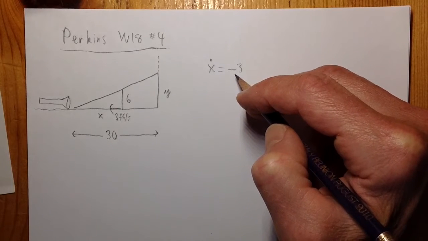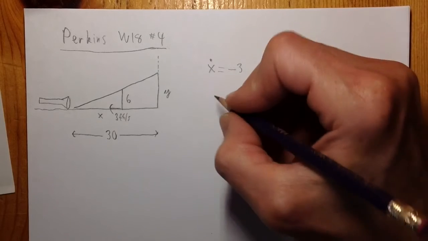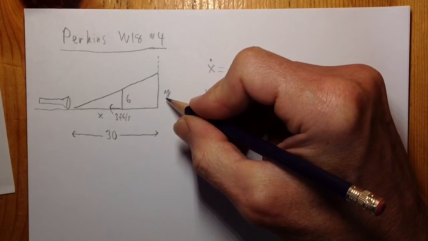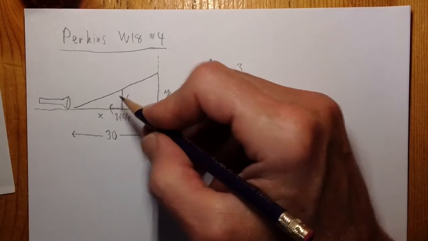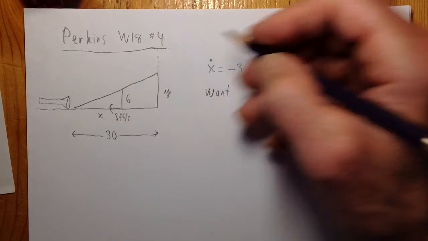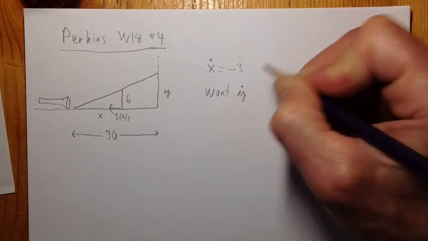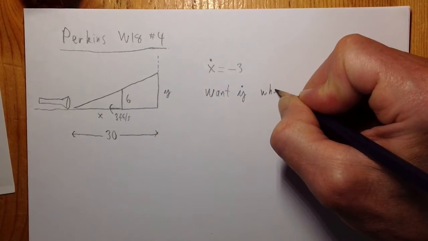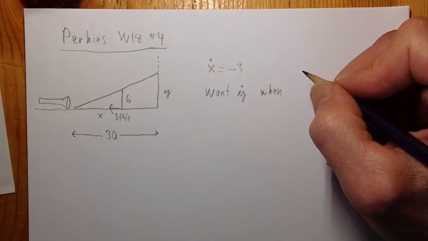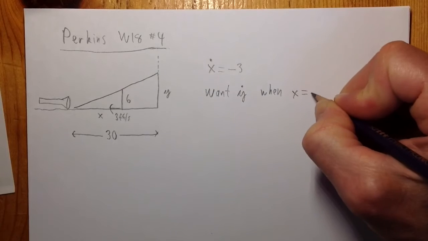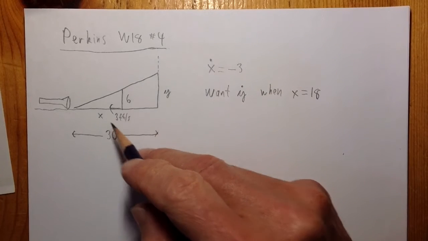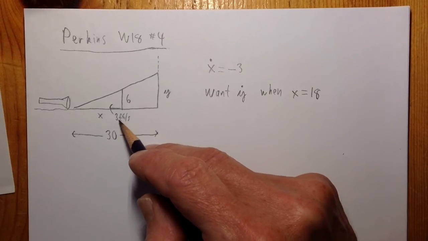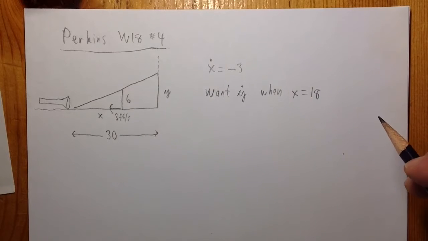And we want to know what y dot is. We want to know how fast the shadow is getting bigger, right? As she gets closer, she's going to make this taller here. The shadow is going to get bigger. So we want y dot, and we know it's going to be positive because it's getting bigger. And we want y dot when she is 18 feet from the flashlight. So when x is equal to 18, x is changing by 3 feet every second. That's the problem here.